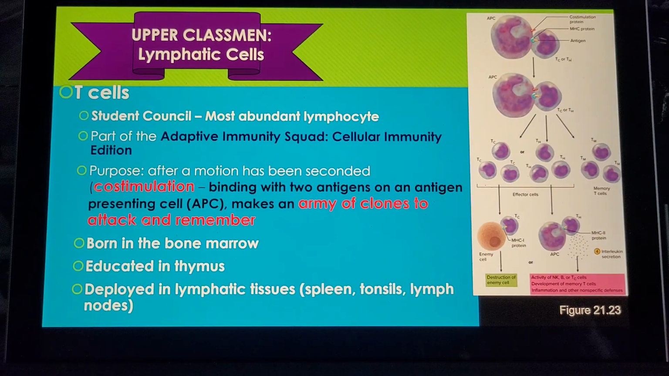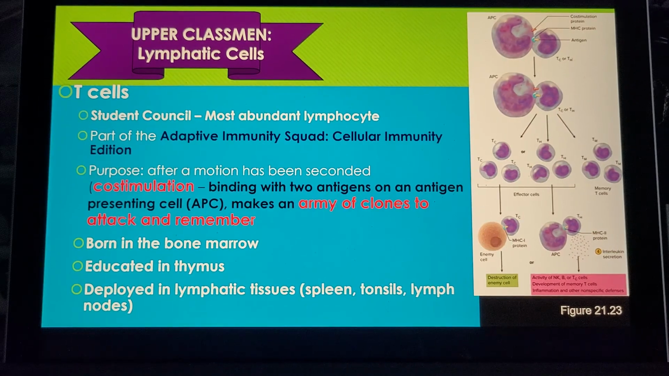Okay, let's start with our T cells, which I call student council. These are your most abundant lymphocytes. Again, adaptive immunity, so going against a specific type of infection. And this is the cellular immunity edition. In adaptive immunity, you have two different types. You have cellular, which is what the T cells do, and you have humoral immunity, which is what the B cells do.